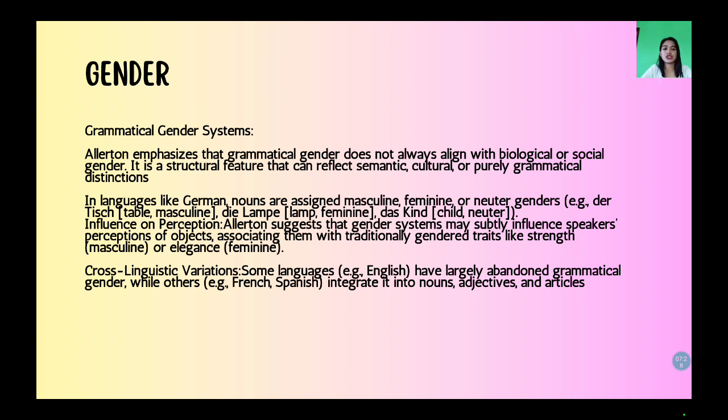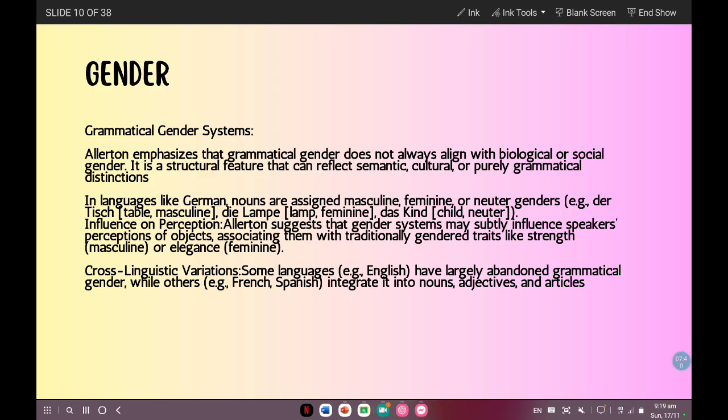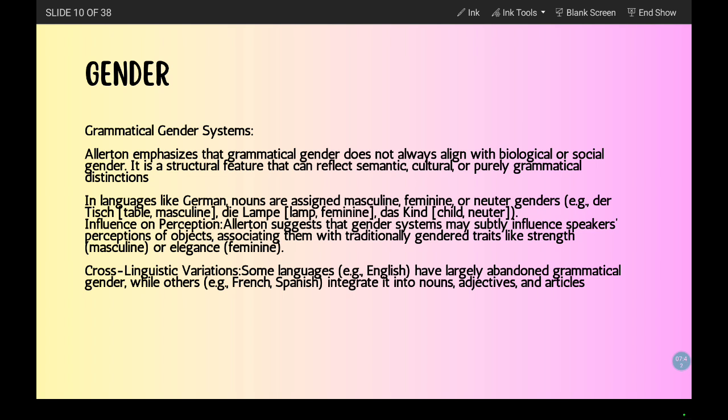In languages like German, nouns are assigned masculine, feminine, or neuter gender. Example, dirty.